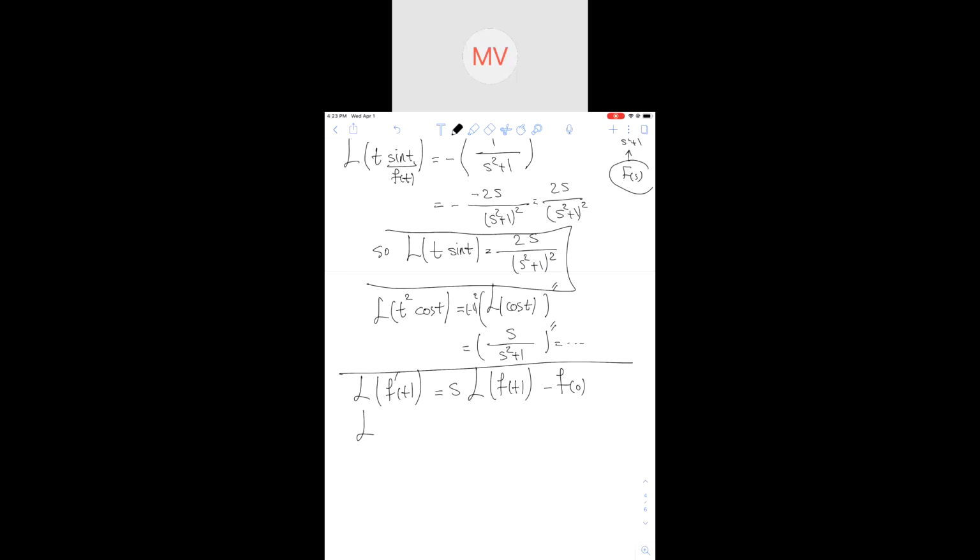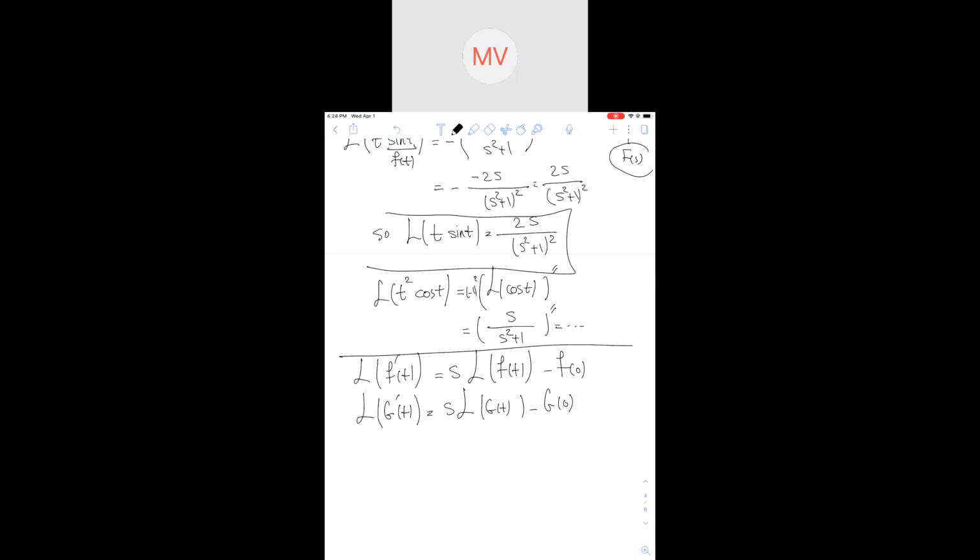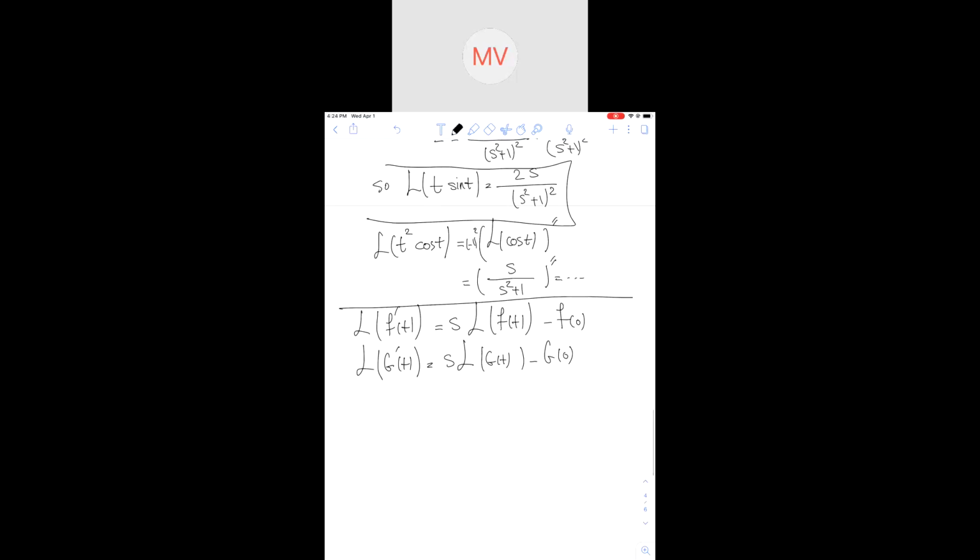I'm going to apply this. So let's say I have a function g, and then Laplace of g prime of t equals s Laplace of g of t minus g of 0. Same thing, I'm just replacing f with g. But I'm going to apply this to a specific g. So consider function f, and let's change the variable to r. Integrate this function from 0 to t. This integral at the end is a function of t. I'm going to call it g of t.